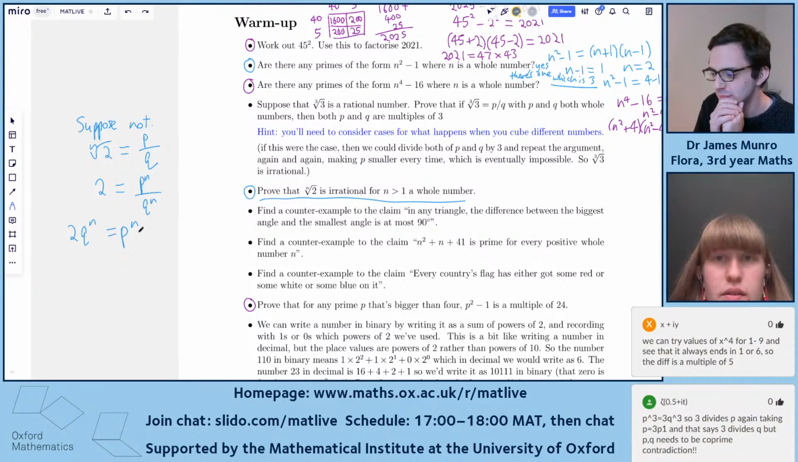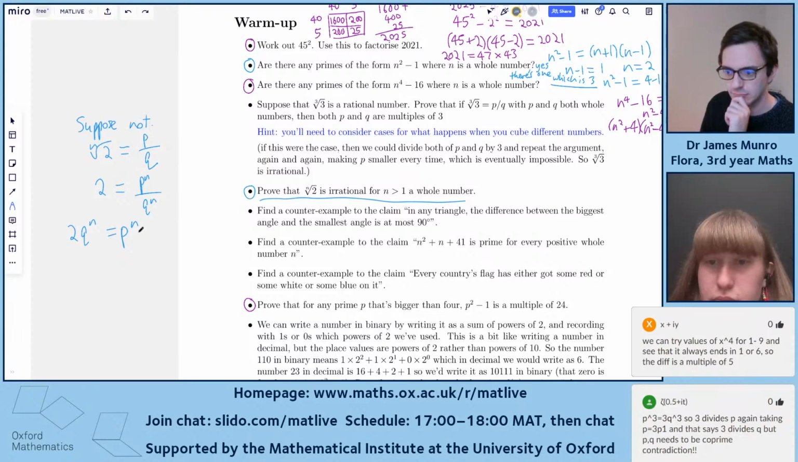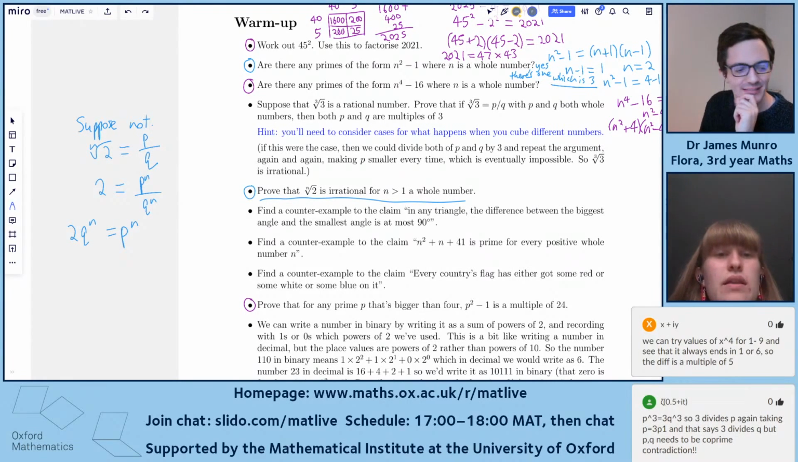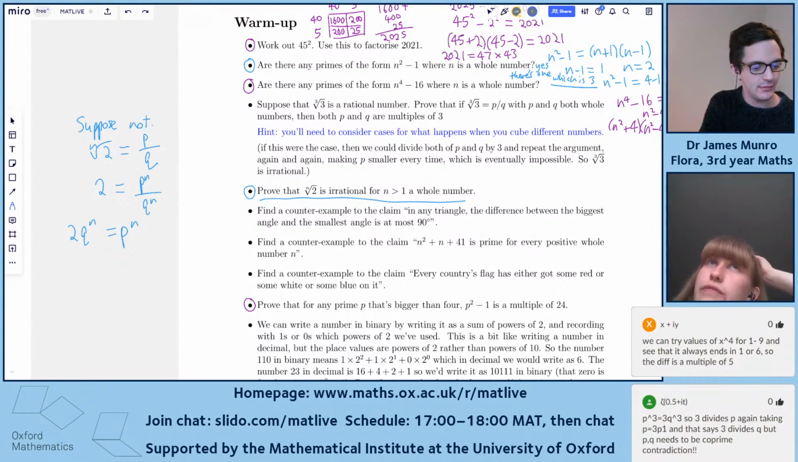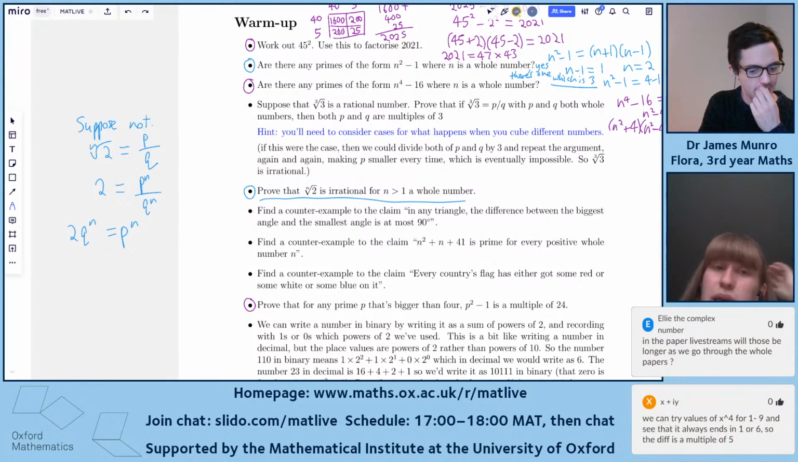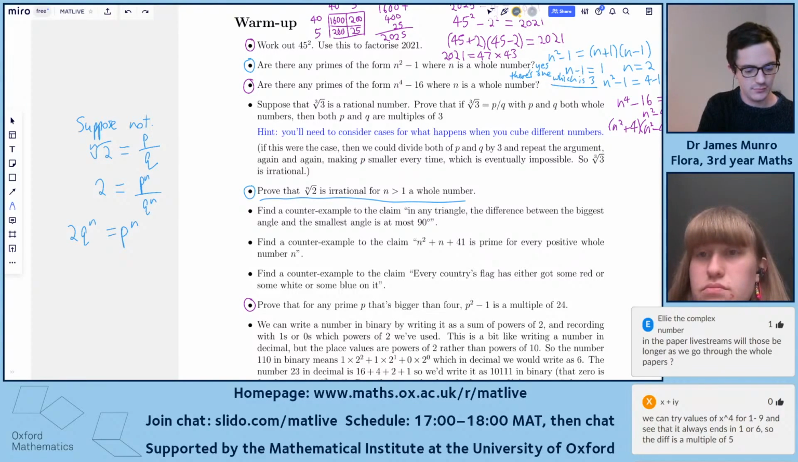And then what we can say is that p to the n is 2 times q to the n. So basically you have to look at this and think about what the factors of each side are. And p to the n is 2q to the n, so p to the n can't have any factors that q to the n doesn't have apart from 2. It's like they have the same factorisation apart from the 2.